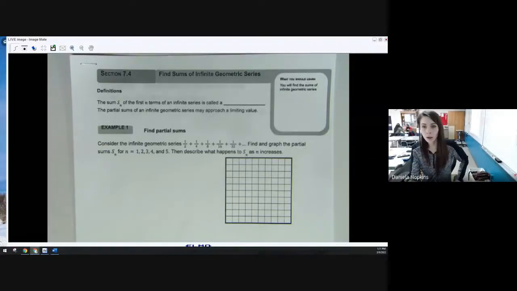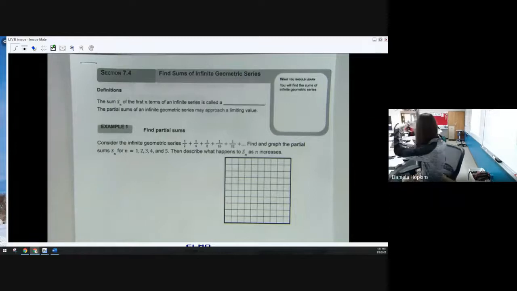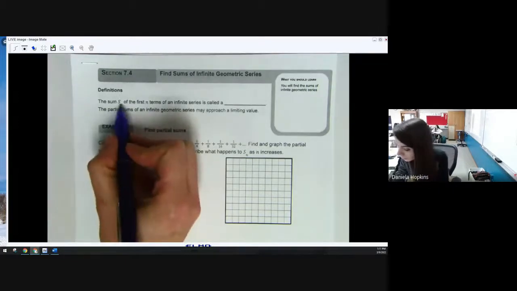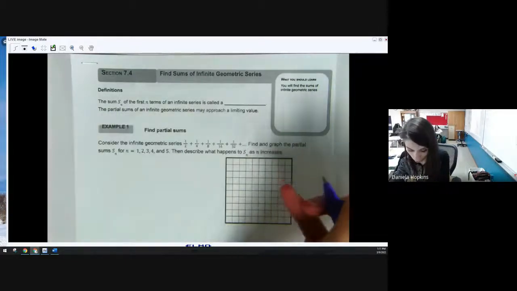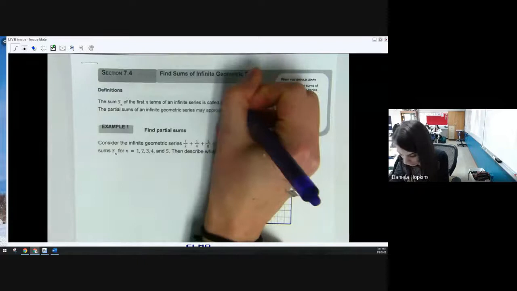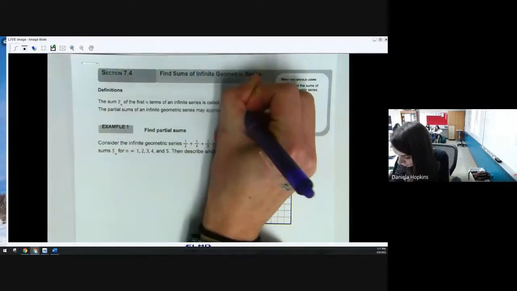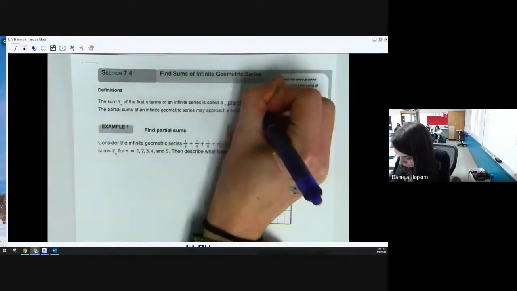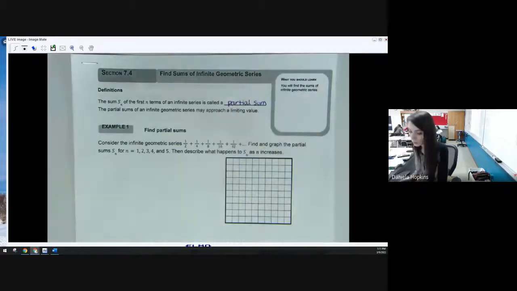All right, so we have been talking about evaluating series when they're actually bounded. Now we want to think about evaluating an infinite series, which is crazy to think that we can do. So the sum S sub n of the first n terms of an infinite series is called a partial sum. The partial sums of an infinite geometric series may approach a limiting value.